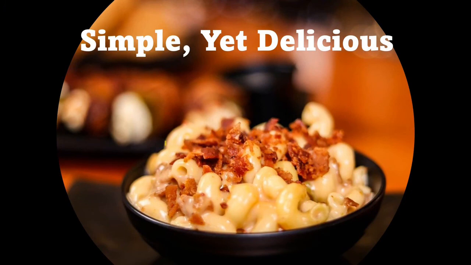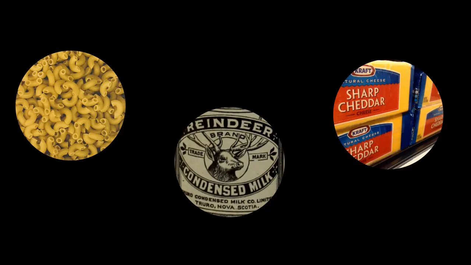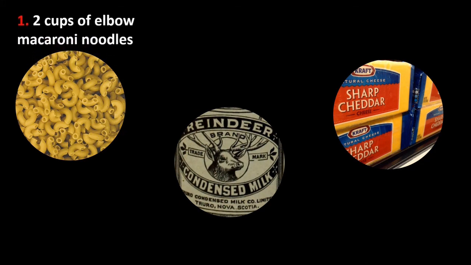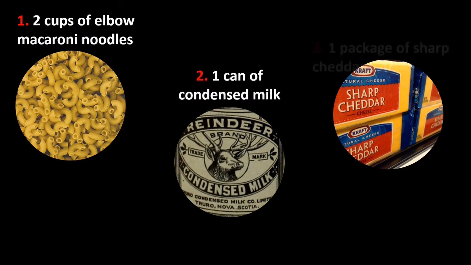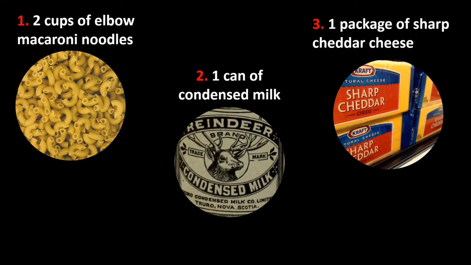Looking for a simple recipe for delicious macaroni and cheese? Well, you've come to the right place. You only need 3 main ingredients. 2 cups of elbow macaroni noodles, 1 can of condensed milk, and 1 package of sharp cheddar cheese. You can figure out the rest.